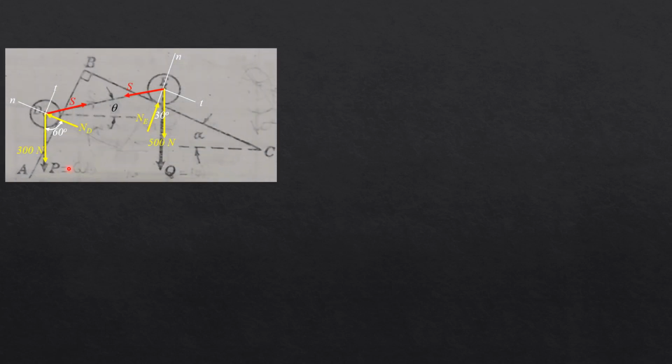So here is the better and shorter solution by the force triangle after this free body diagram. So the total downward force is 300 plus 500, which is 800. Then we have the normal at D, which makes 60 degrees with the vertical.